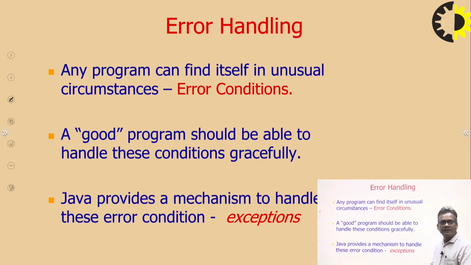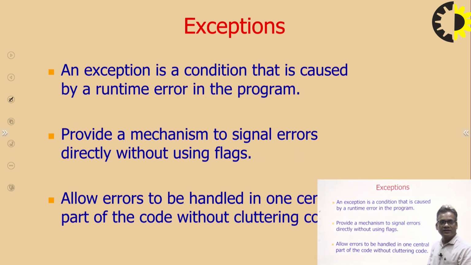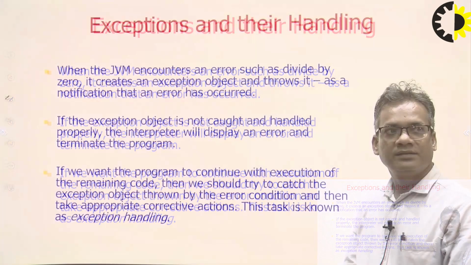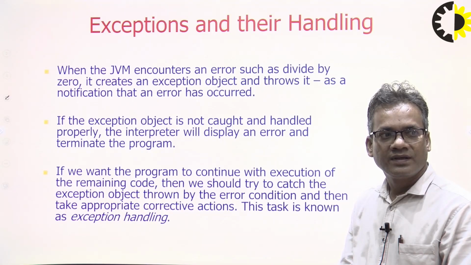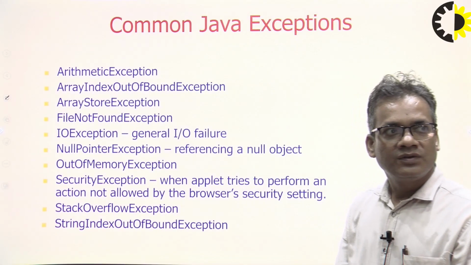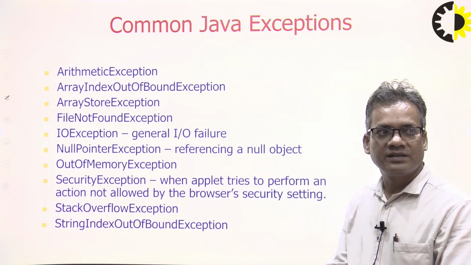Error handling is basically this: any program can find itself in unusual circumstances, which is called an error condition. A good program should be able to handle these conditions gracefully. So Java provides a mechanism to handle these errors, which is called exceptions. I hope you understand exceptions very easily, right? Exceptions and their handling are done with the JVM. I have discussed these exceptions here.